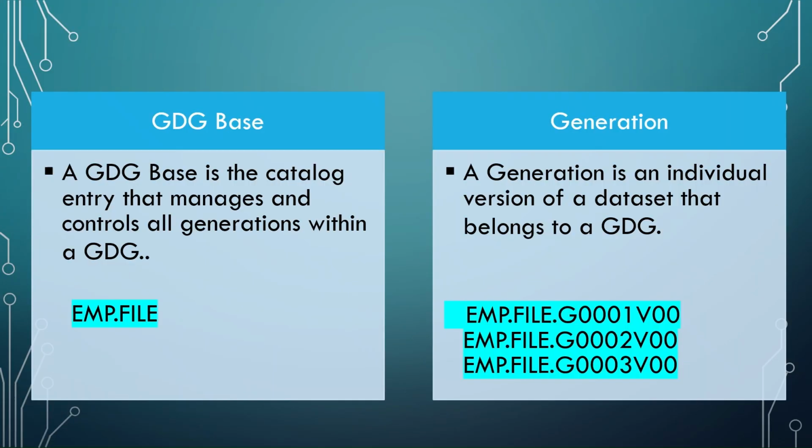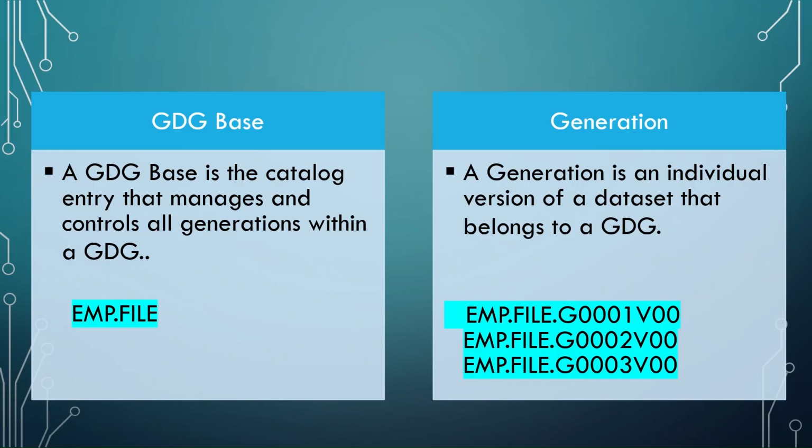A GDG base is the catalog entry that manages all generations. Think of it as a parent folder. The GDG base itself does not store any actual business data. Instead, it stores rules and controls related to the generations. For example, it determines how many generations should be retained, whether old generations should be physically deleted, and how generation management should be done. Simply put, the GDG base acts as a manager of all generations.